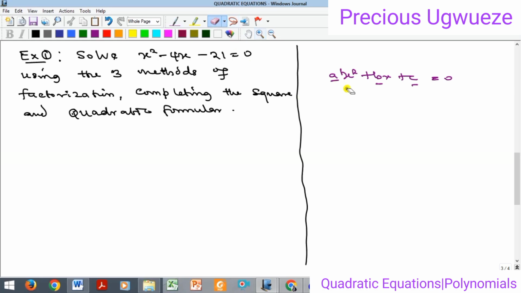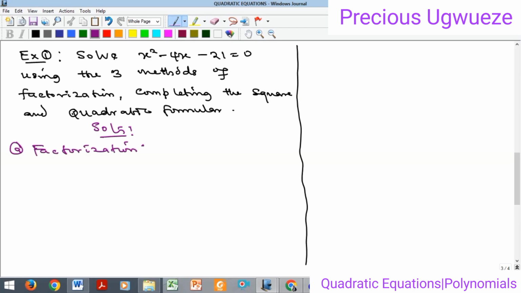All right, so now let's quickly go on to what we have. How do we solve this? We want to see how to solve this using the three methods. I'm going to begin with the factorization method. By factorization, what are we expected to do? You have x squared minus 4x minus 21 equal to 0. In factorization, there are about 5 simple steps.